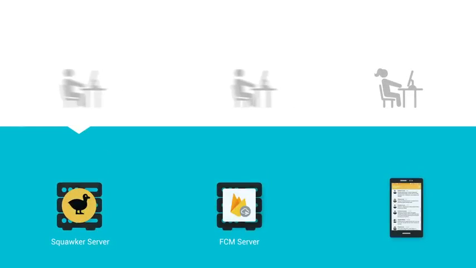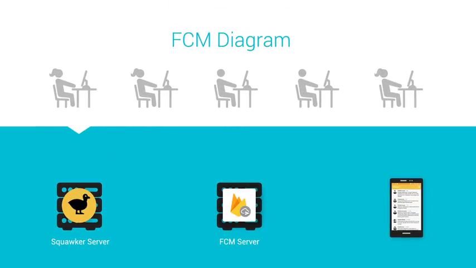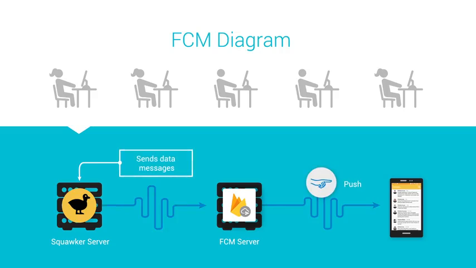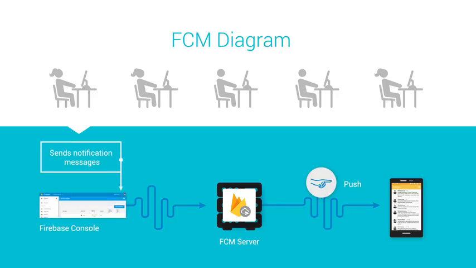In conclusion, whether the incoming message is a data message or a notification message is determined by whoever built the server. So in the case of Squawker, as I've already mentioned, I built the server and I chose a data message. And in the case of the Firebase console, the engineers at Google chose to send a notification message.